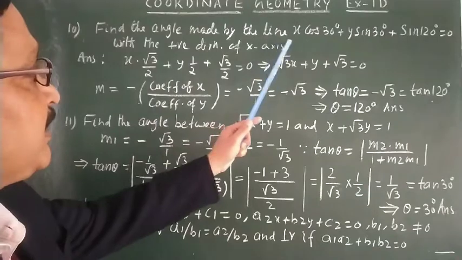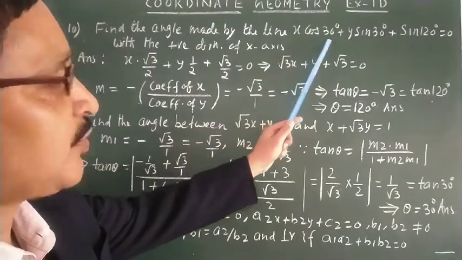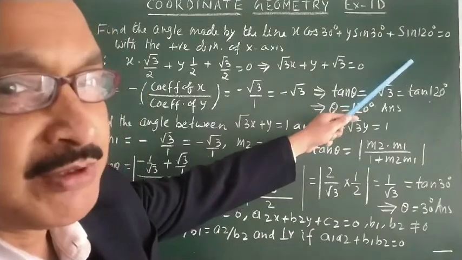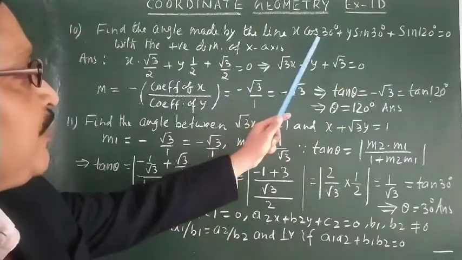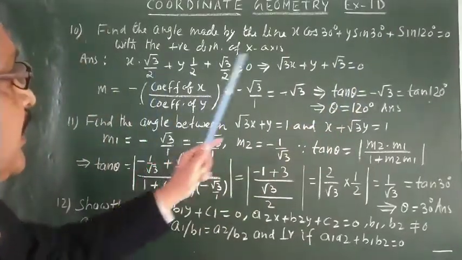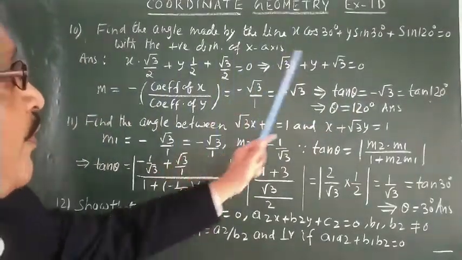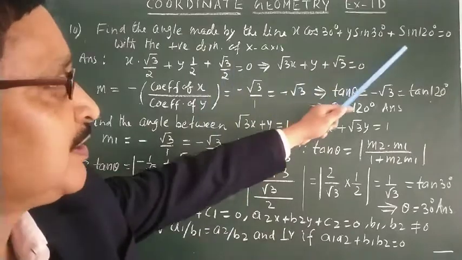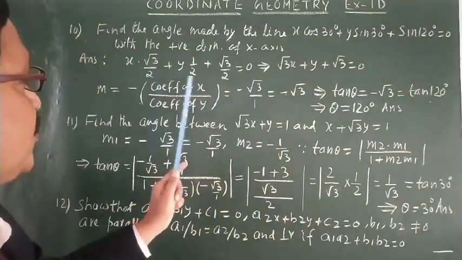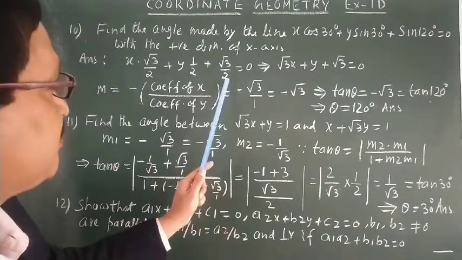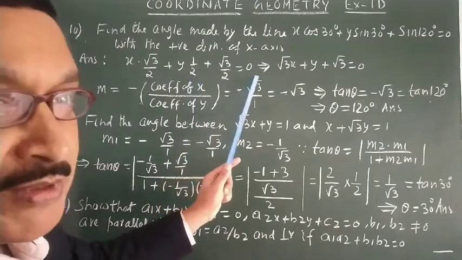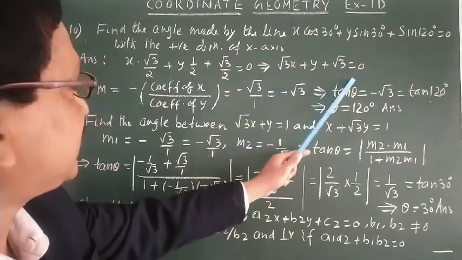Find the angle between the line x cos 30 degree plus y sin 30 degree plus sin 120 degree is equal to 0. Now putting the value of cos 30, sin 30, sin 120, we get x into root 3 by 2, y into 1 by 2 plus sin 120 is root 3 by 2 is equal to 0. So there is a 2 everywhere, so multiply the whole equation by 2. All the denominators will be cancelled and we are left with this.